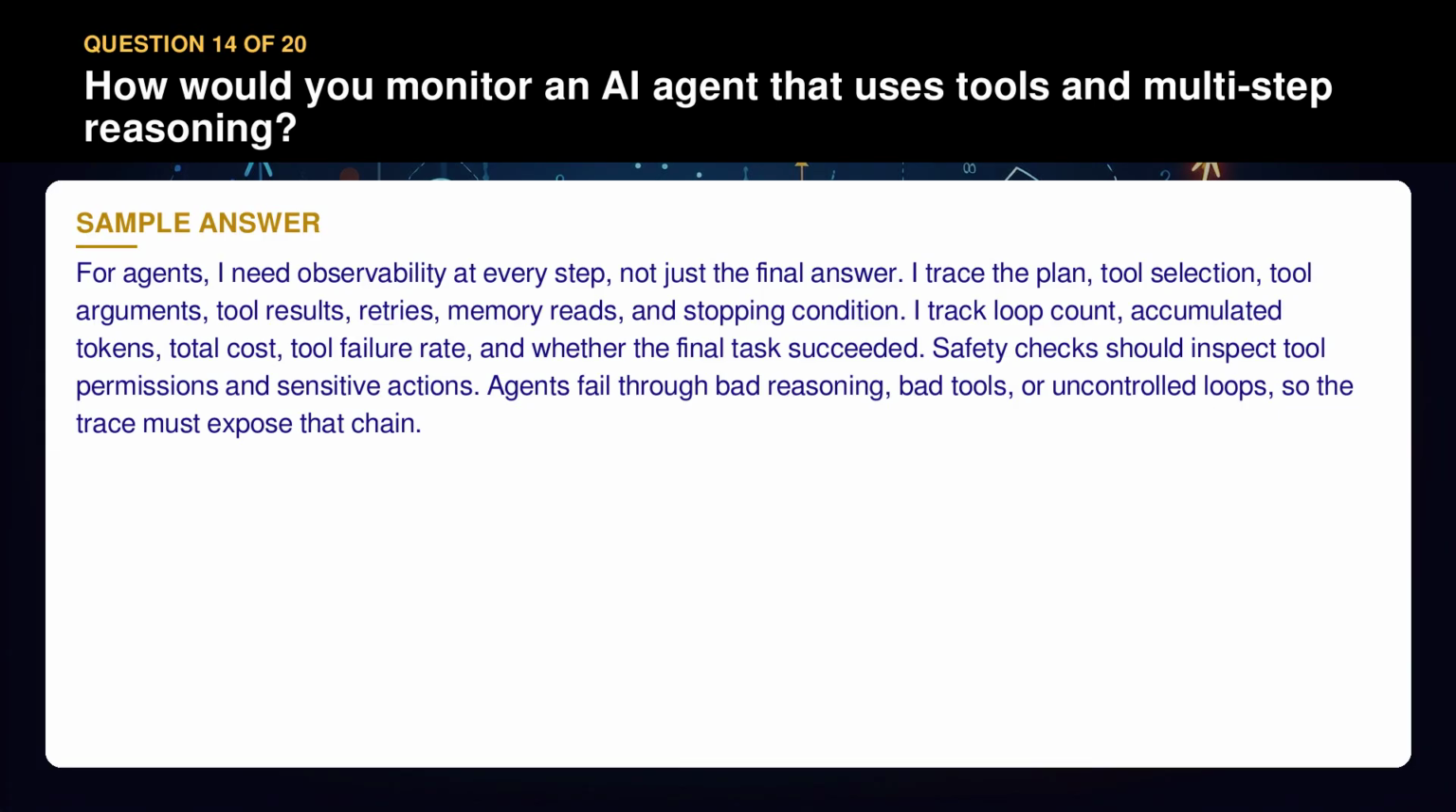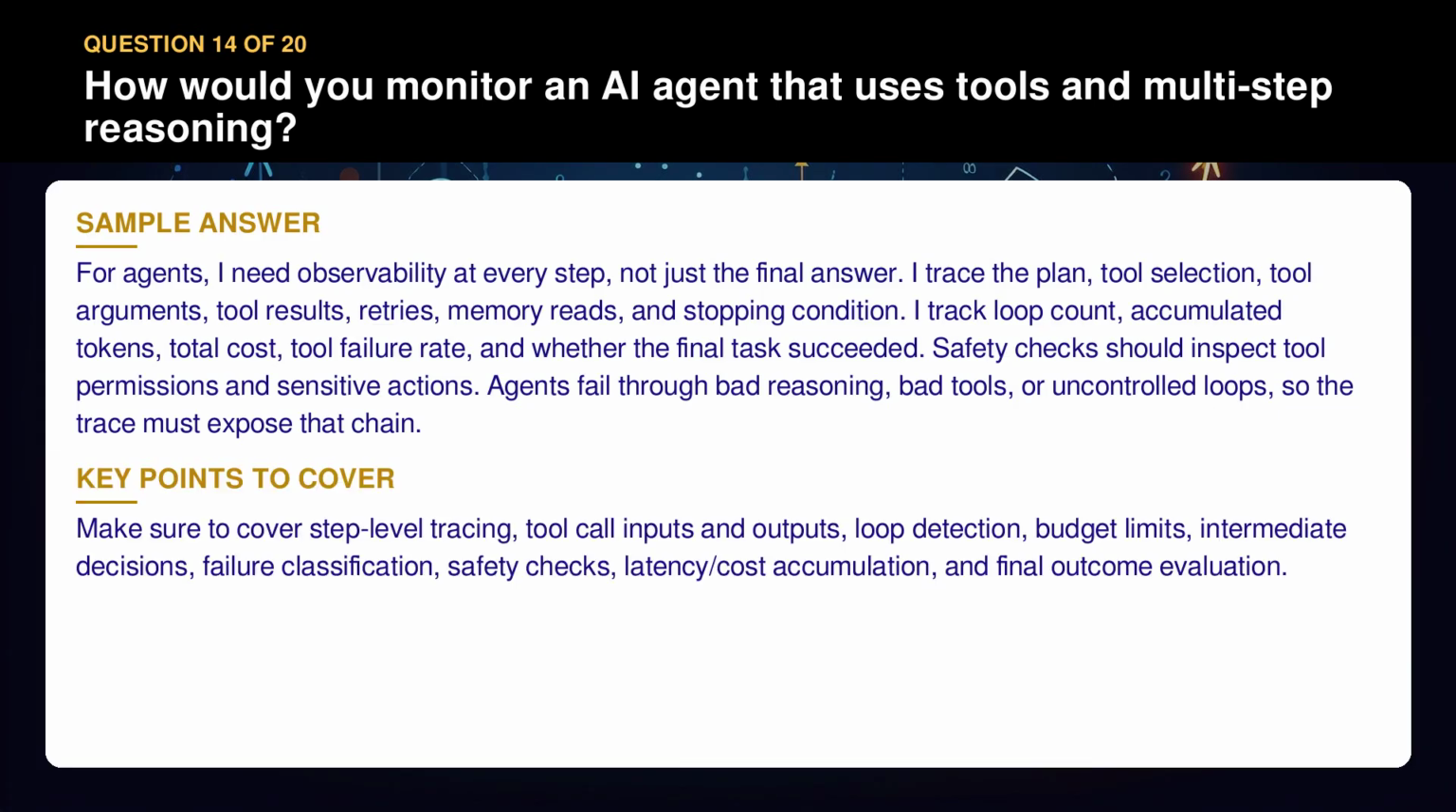Safety checks should inspect tool permissions and sensitive actions. Agents fail through bad reasoning, bad tools, or uncontrolled loops, so the trace must expose that chain. Make sure to cover step-level tracing, tool call inputs and outputs, loop detection, budget limits, intermediate decisions, failure classification, safety checks, latency cost accumulation, and final outcome evaluation.